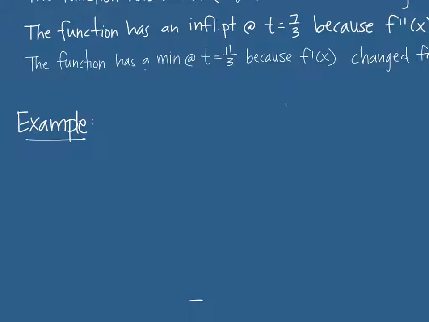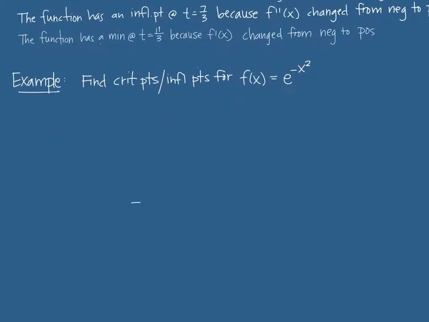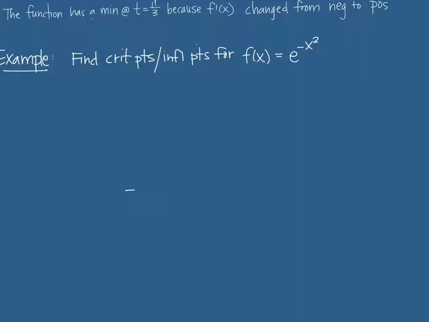All right, our last example, same thing. We're going to find the critical points and inflection points for the following function. And this is f of x equals e to the negative x squared. So find the inflection points and the critical points for those. So do the calculus first.